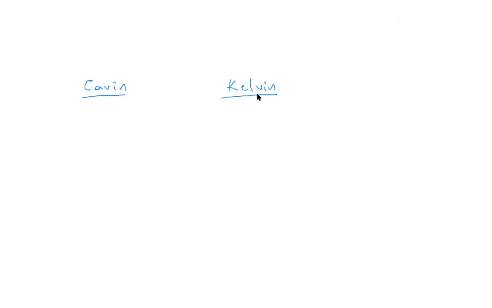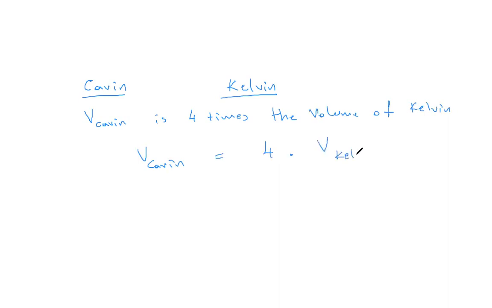So Kevin and Calvin. The question says that the volume of Kevin, let's say, is 4 times the volume of Calvin. So mathematically, how can I show this? Volume Kevin is equal to 4 times volume Calvin. And the volume formula for the sphere is 4/3 pi times r cubed. So this is 4 times 4/3 pi times r cubed.